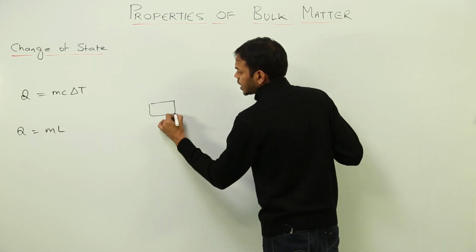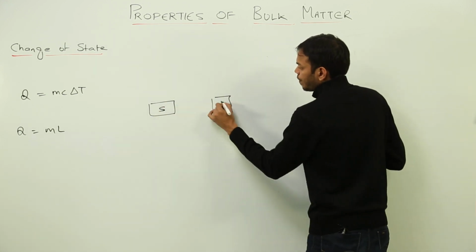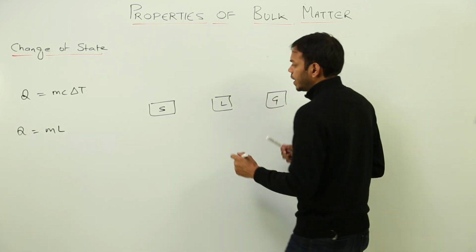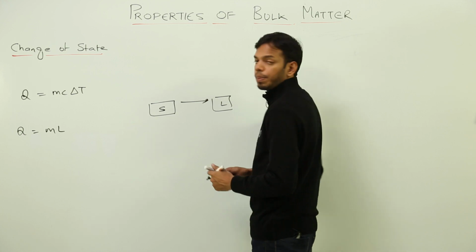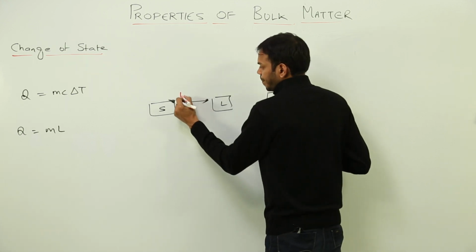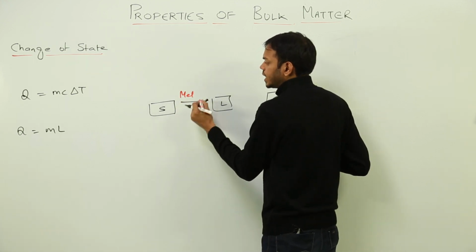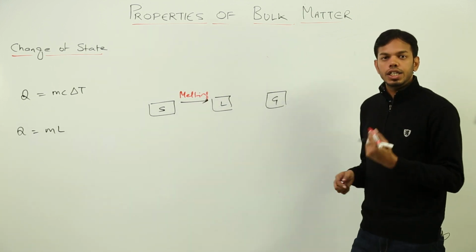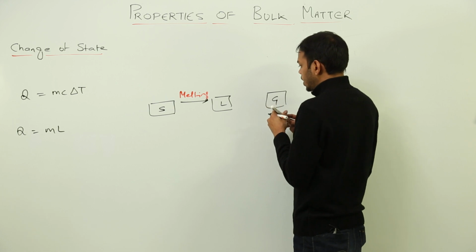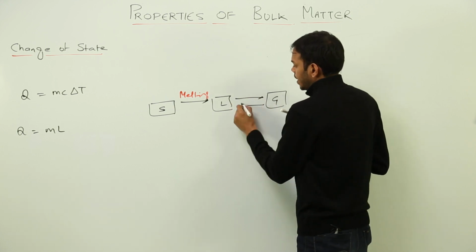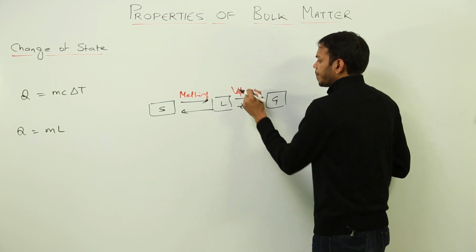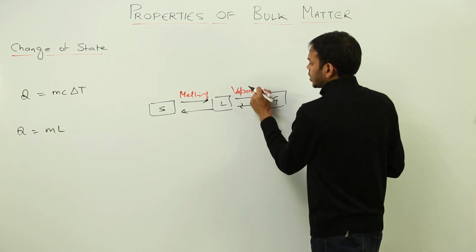We have three states: solids, liquids, and gas, right? So when solid changes to liquid, the process is called melting. Solid is changing into liquid, so melting. Liquid is changing into gas, what will it be called? Think, it will be called vaporization. Okay, so this is vaporization.